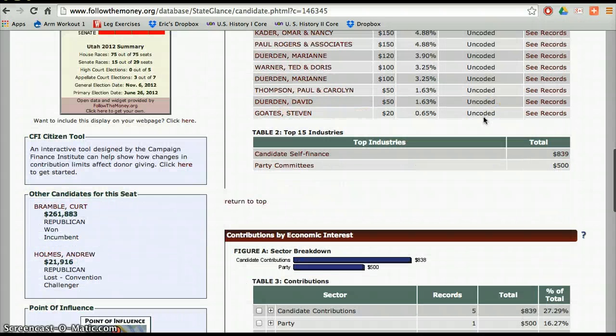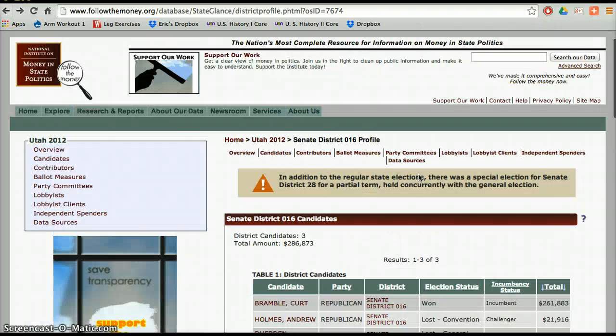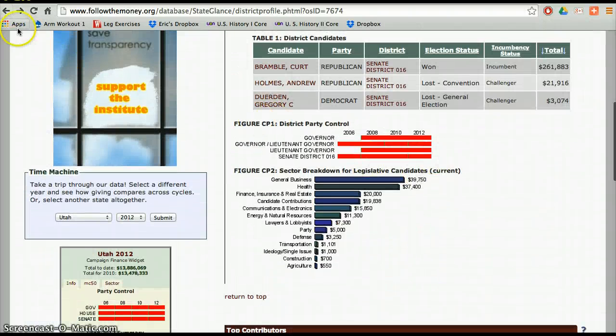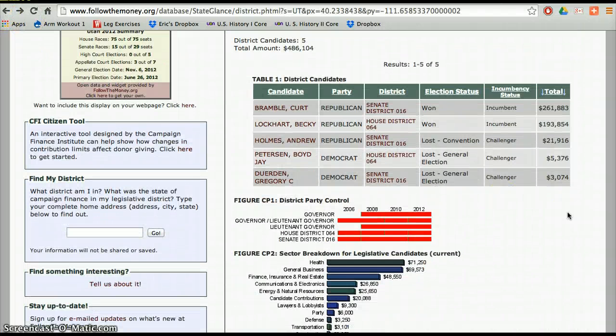personal contributions. This is interesting because we can see that the Republican candidates in Provo, surprise, surprise, receive a lot more funding than the Democratic ones. I don't know if you could use that for a story, but that is an interesting point to bring up, is that the Republicans here in Provo, Utah get a lot more money than the Democrats. Right there. You can see the difference.